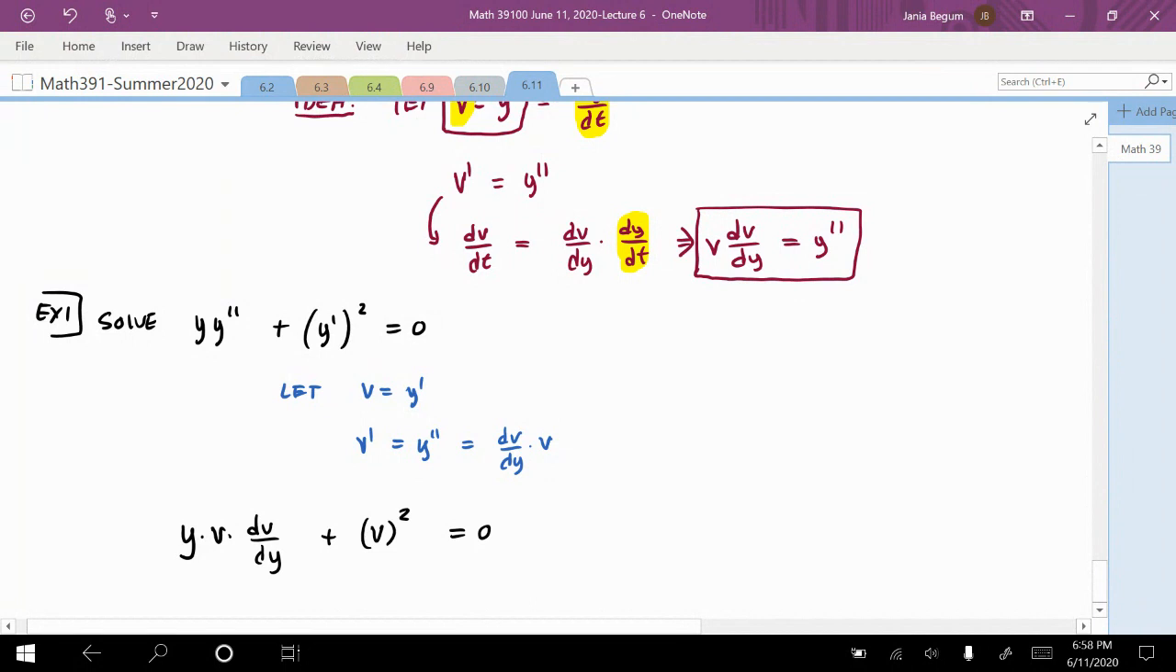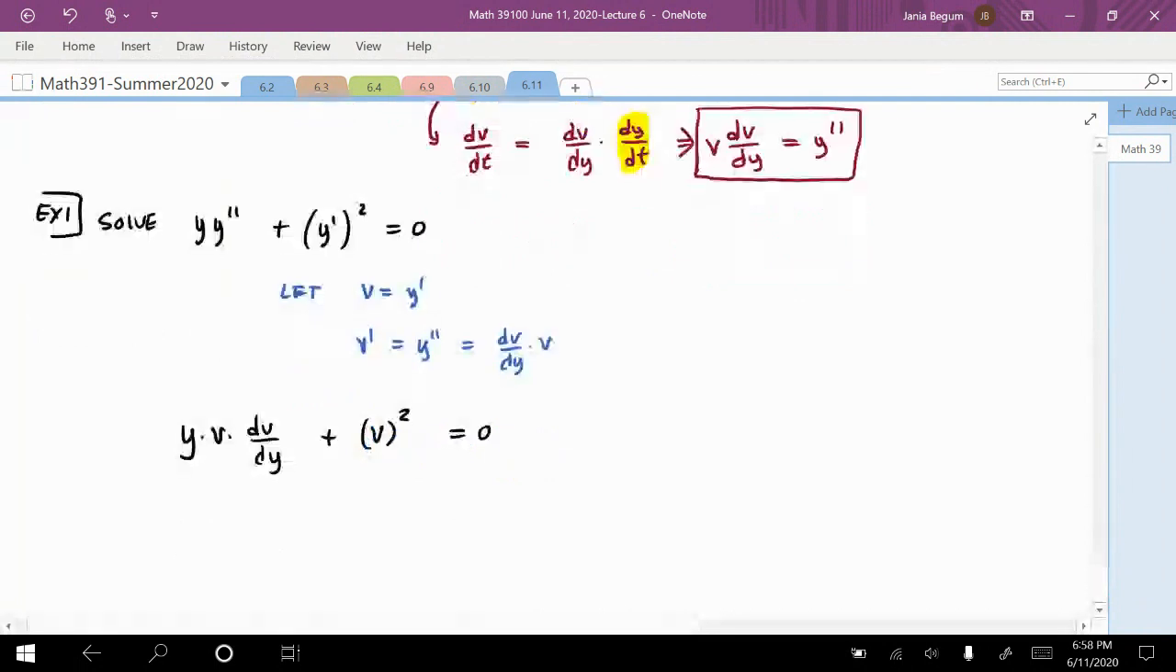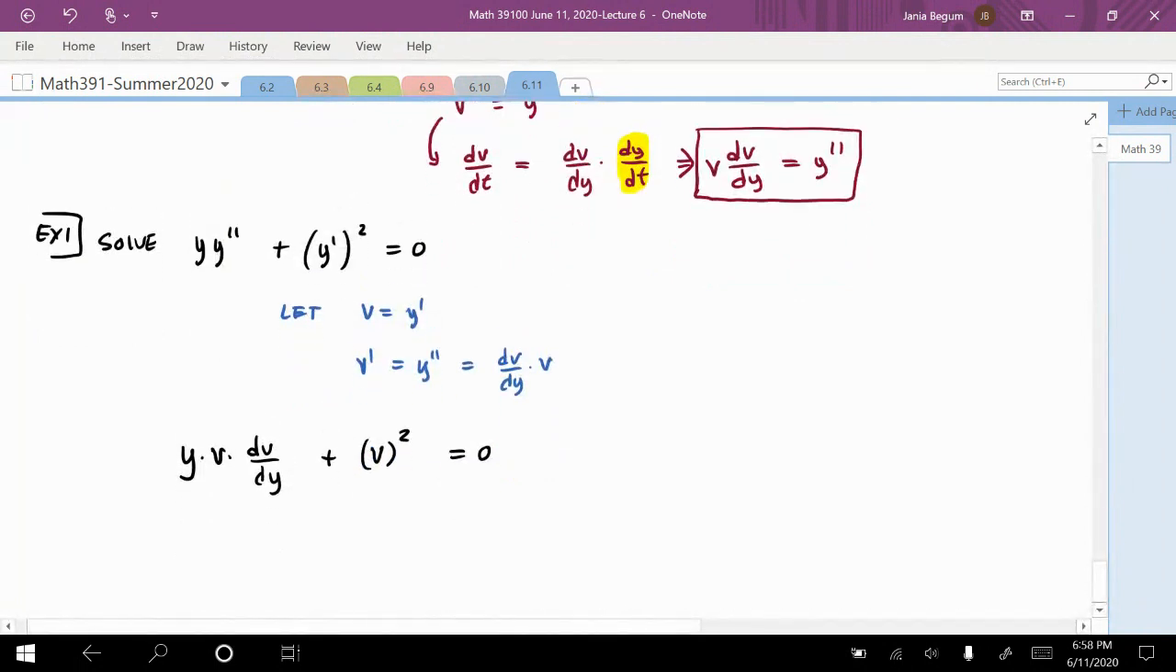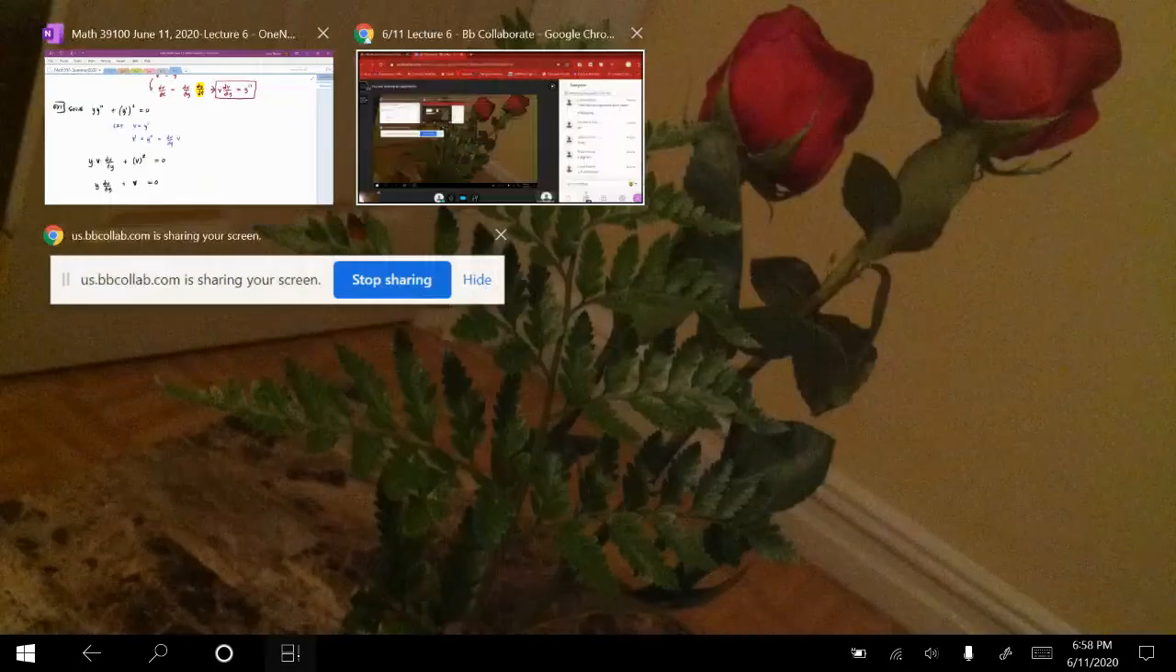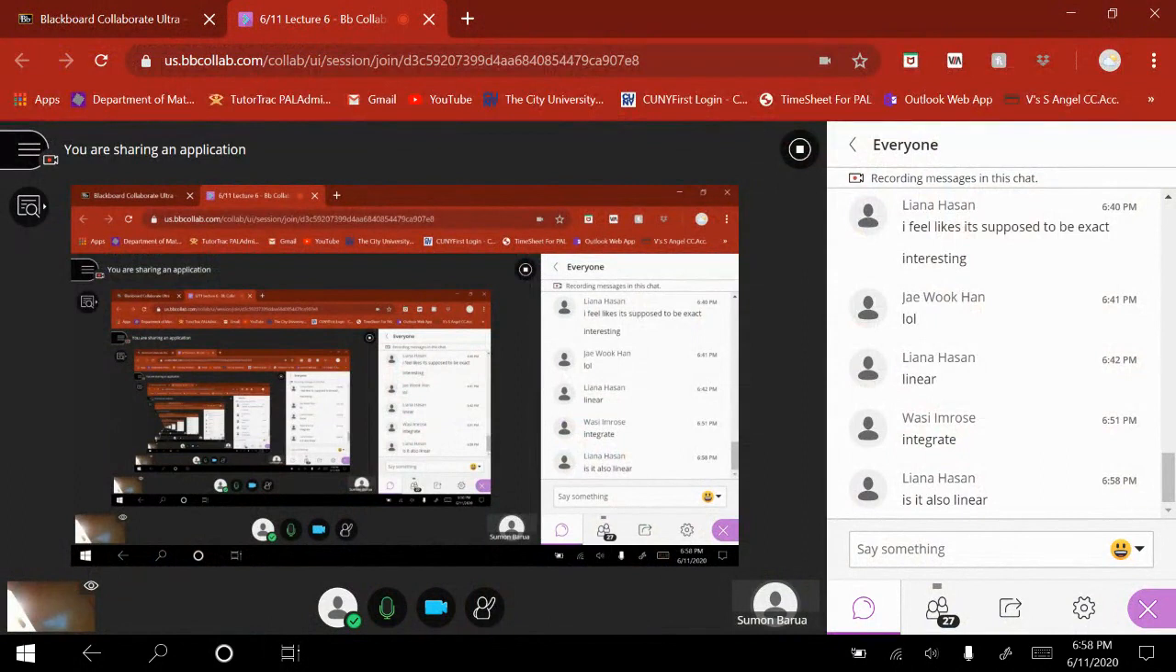Now, how do you solve this equation? We have a first order equation, and we want to determine how to solve it. Let me simplify it by dividing both sides by v. So we have y dv/dy plus v equals 0. What do you think? This becomes a linear equation.